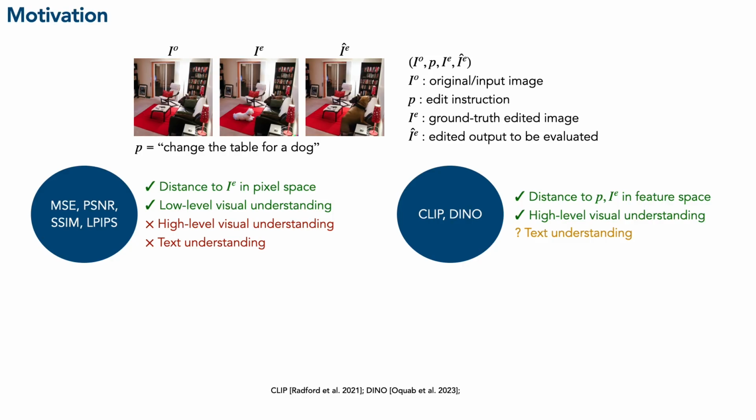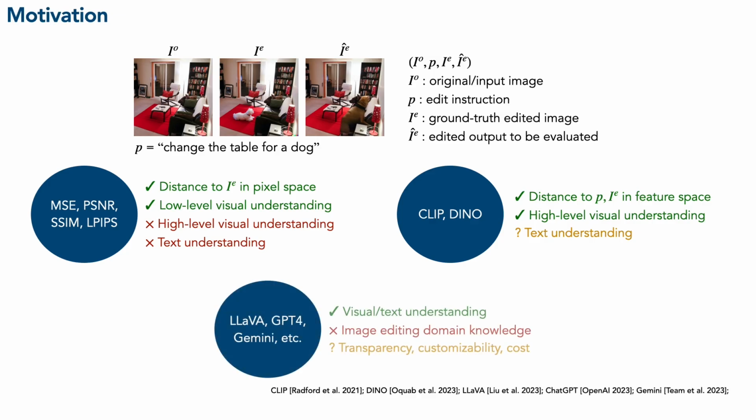While vision language models, or VLMs, have holistic vision text understanding, open source VLMs lack domain knowledge. Proprietary models do better but are costly and closed source. So our question is, how can we train an open source VLM for image editing evaluation?